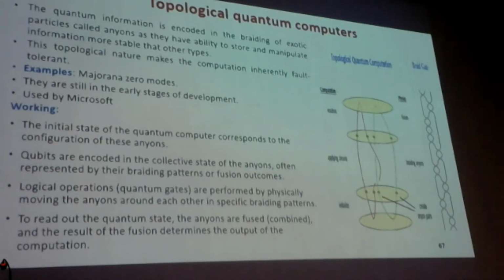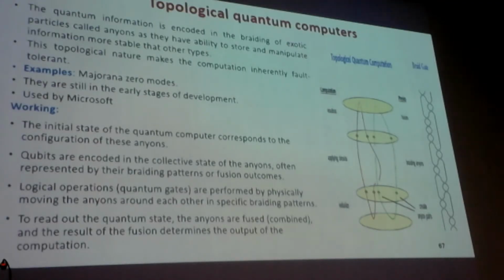And the last type, topological quantum computers. Quantum information is encoded in the braiding of exotic particles called anyons, A-N-Y-O-N-S. As they have the ability to store and manipulate information more stably than the others, it makes the computation fault tolerant. That's also important for us, right? That means error detection and correction, they are better. So this gives more fault tolerance. Example, Majorana zero modes. They are still in the early stages of development and this is being used by Microsoft.